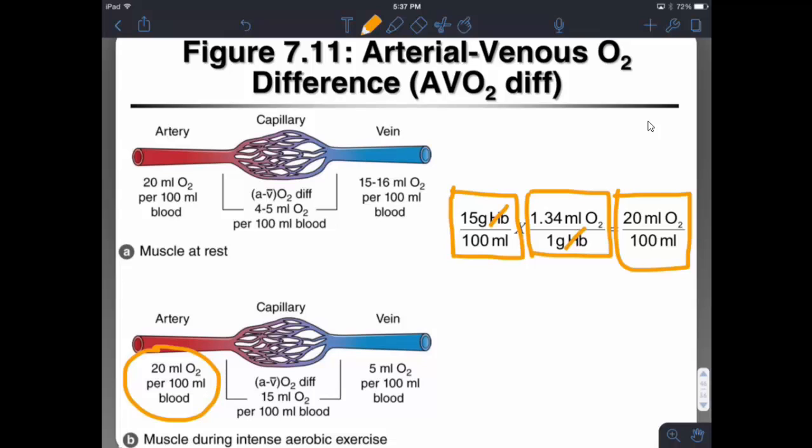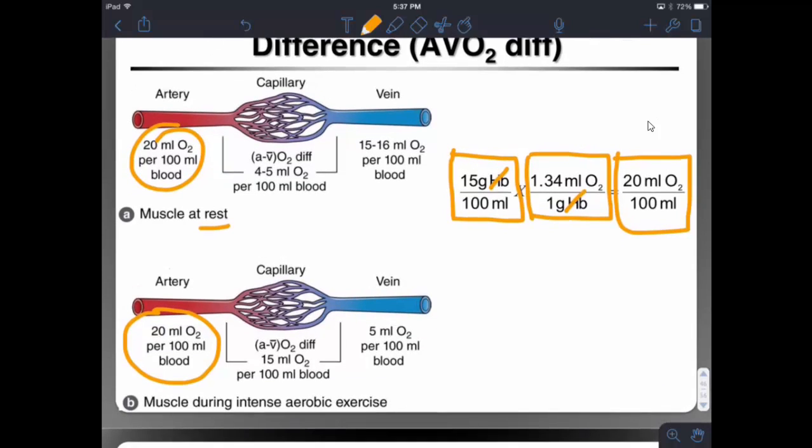And we see that at rest, and we also see that during intense exercise. Okay, because remember that saturation stays high. You're not losing hemoglobin during exercise, so there's no reason why the amount of oxygen in the arteries would be any less during exercise. So maybe less at altitude, maybe less with lung disease, but for our purposes it's going to be the same even during exercise.